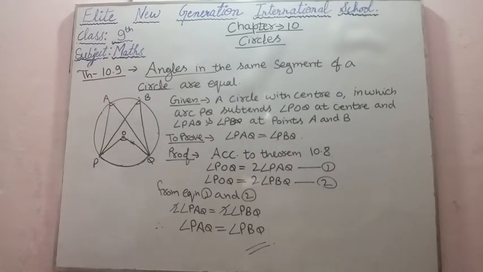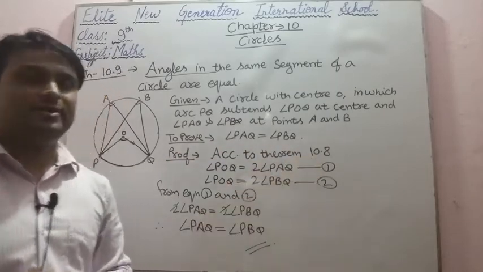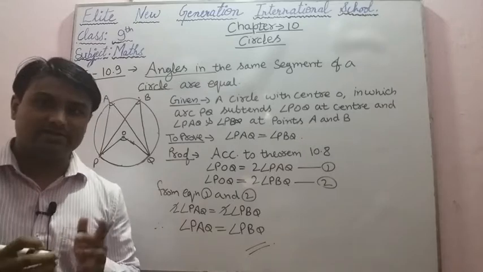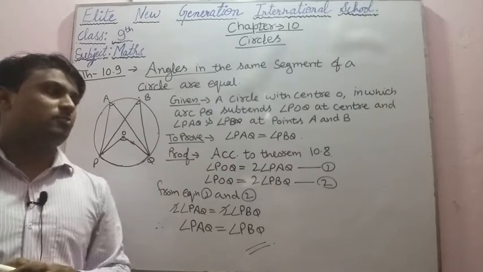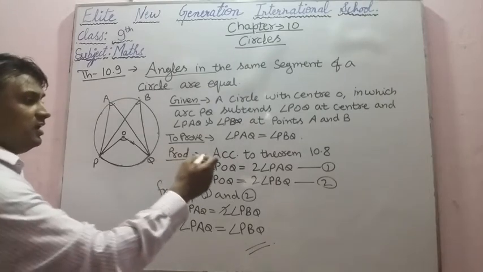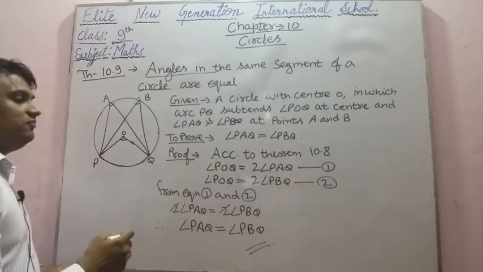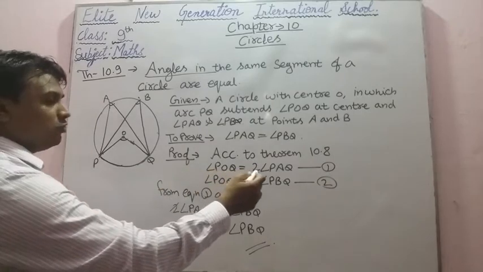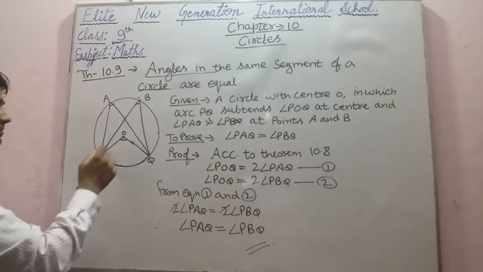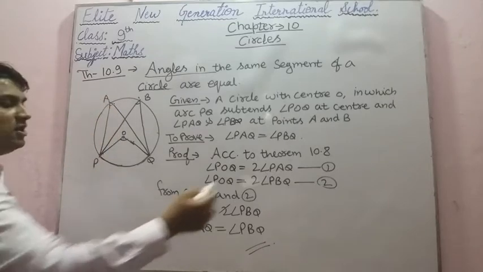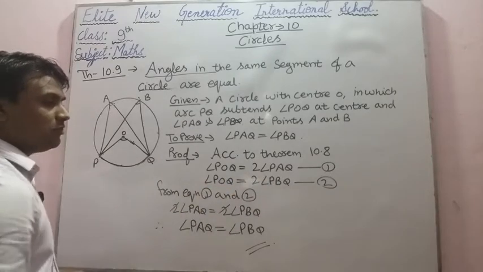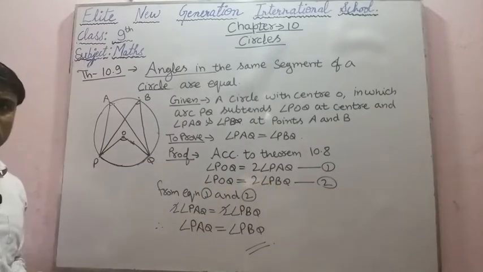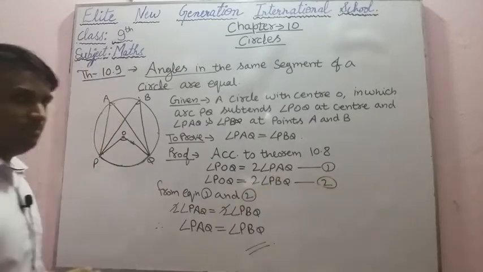So in the proof, according to theorem 10.8, as we have studied, the angle subtended by an arc at the center is double the angle subtended by the arc at any other point. So here, angle POQ will be twice angle PAQ. This will be equation number 1. And similarly, angle POQ will be equal to twice angle PBQ. We can take this as equation number 2.